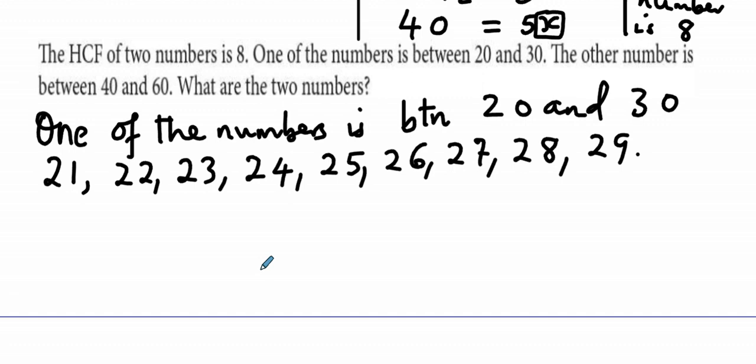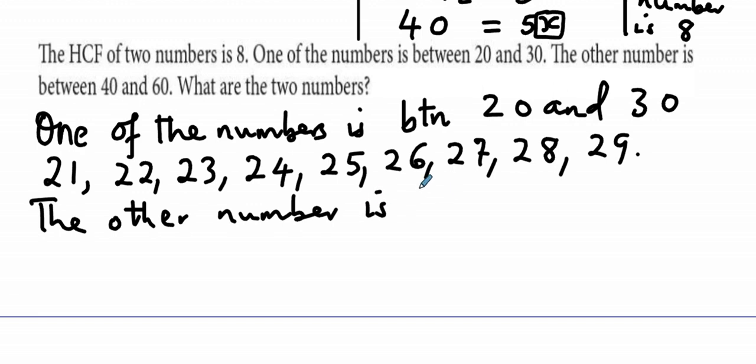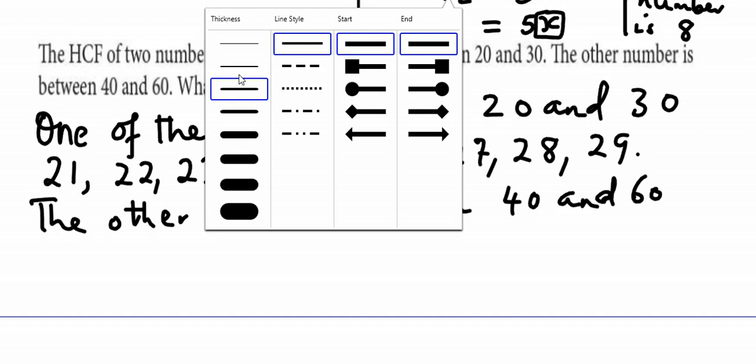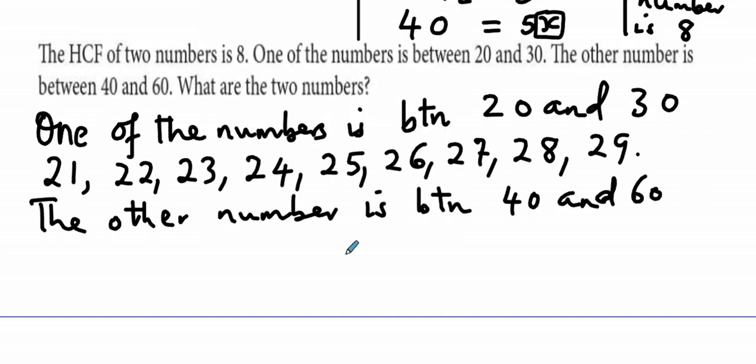Okay. The other number is between 40 and 60. We're going to have plenty of numbers over there because that looks to be a bigger range of numbers, but never mind. The other number is between 40 and 60.